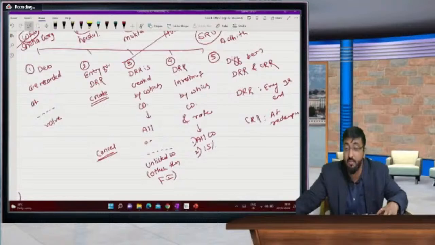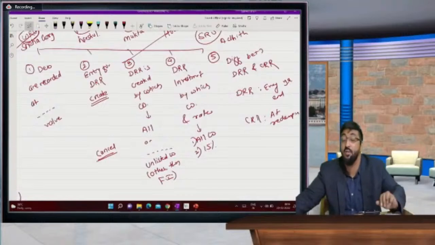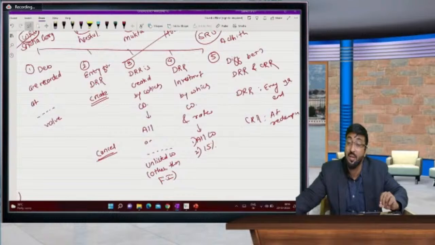DRR investment means nothing but, yes, DRR investment is you have to invest something in trusted investments. So beta, if you are investing anywhere, it is not allowed. For example, if I'm investing in a cooperative bank, that investment is not allowed. So a given list is there and it is nothing related to the exam. Okay, so you can read it.